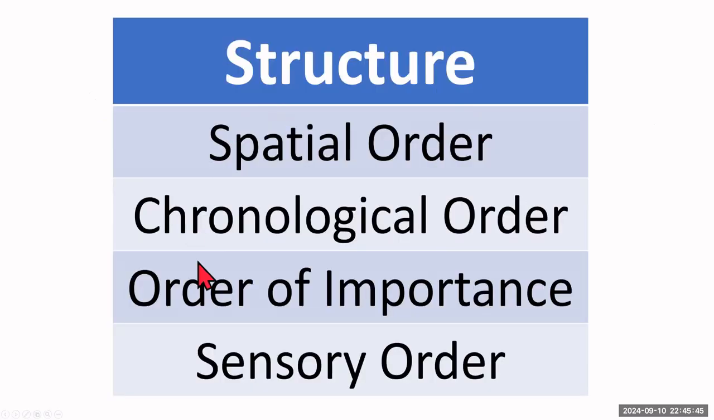So like I said, we'll be doing the structure of descriptive writing today. There are 4 types of order that we can have. First, spatial order, chronological order, order of importance, and sensory order. We will start with the first one.